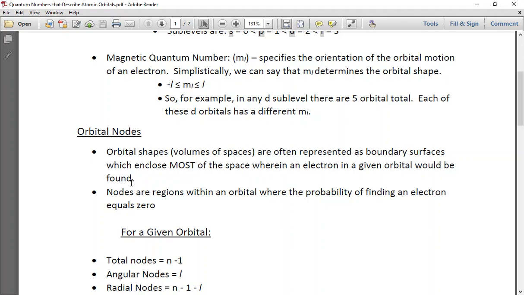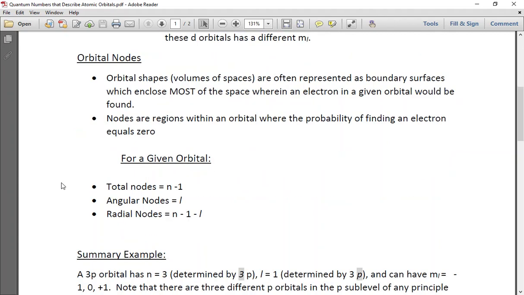Now, nodes are regions within an orbital where the probability of finding an electron equals 0. So within the region of space where the electron is probably found, given an energy, we have these intersecting planes and cones referred to as nodes. Okay, and we're going to see that visually in just a minute when we use Orbital Viewer coming up here.